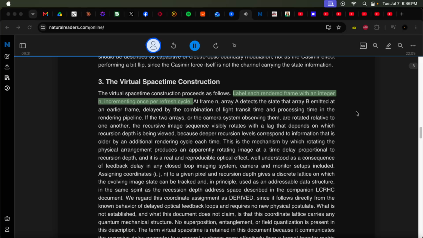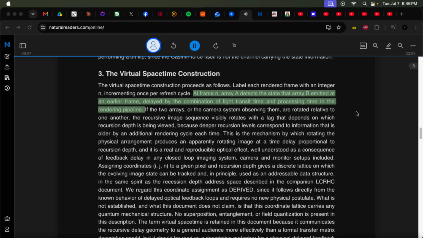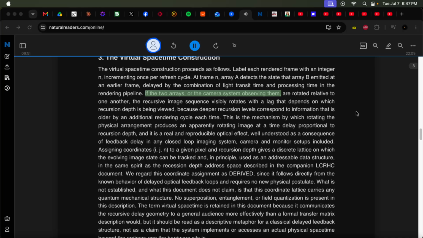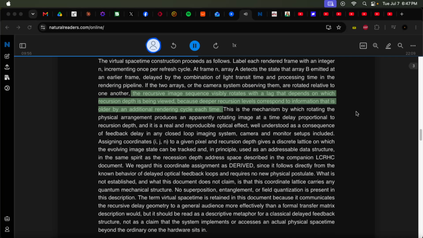Label each rendered frame with an integer n, incrementing once per refresh cycle. At frame n, array A detects the state that array B emitted at an earlier frame, delayed by the combination of light transit time and processing time in the rendering pipeline. If the two arrays, or the camera system observing them, are rotated relative to one another, the recursive image sequence visibly rotates with a lag that depends on which recursion depth is being viewed, because deeper recursion levels correspond to information that is older by an additional rendering cycle each time.